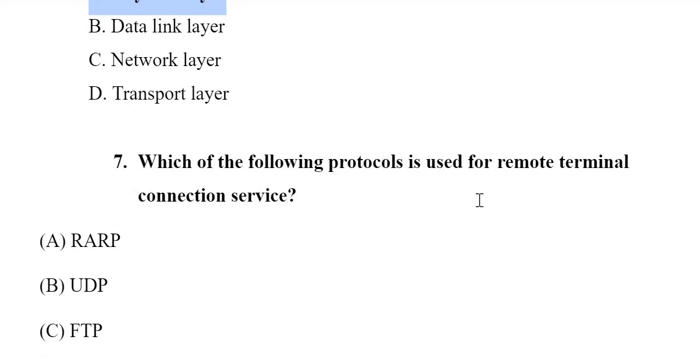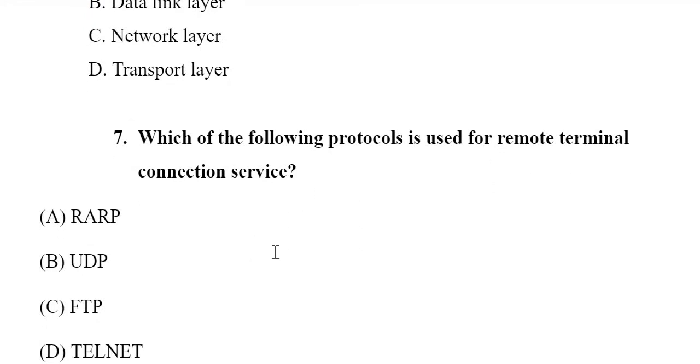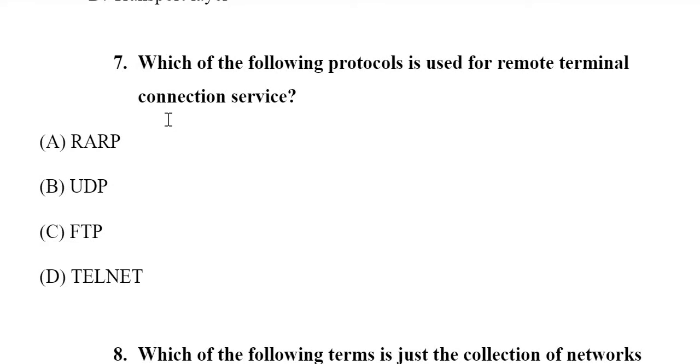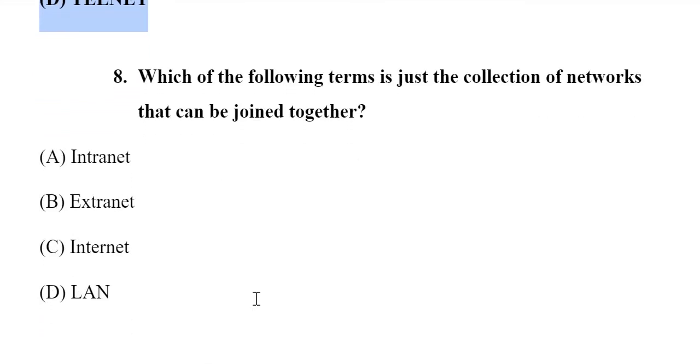Next is, which of the following protocols is used for remote terminal connection? For remote terminal connection services we have telnet. FTP is used in the application layer, file transfer. TCP is used in the transport layer. RARP is, I think, a third layer network layer protocol, reverse address resolution protocol. So telnet is the remote terminal connection service, so D is the correct answer. Next is, which of the following terms is just the collection of networks that can be joined together? A collection of networks joined together is called an intranet. So the correct answer is intranet.